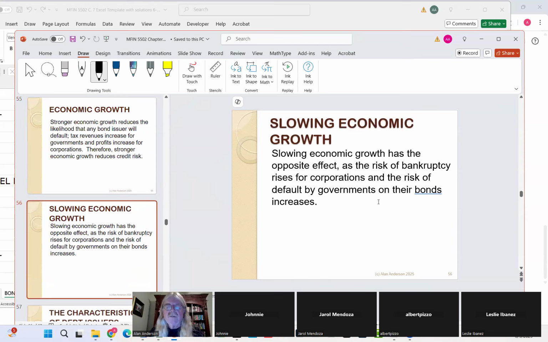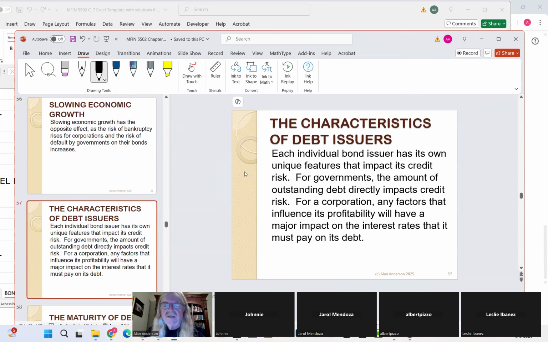Slowing growth, when the economy is not actually in recession, but the growth rate is pretty slow, is going to, of course, impact many different corporations, raising the risk of default. Characteristics of debt issuers.